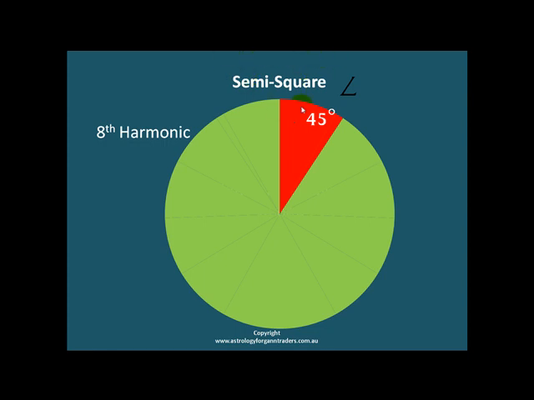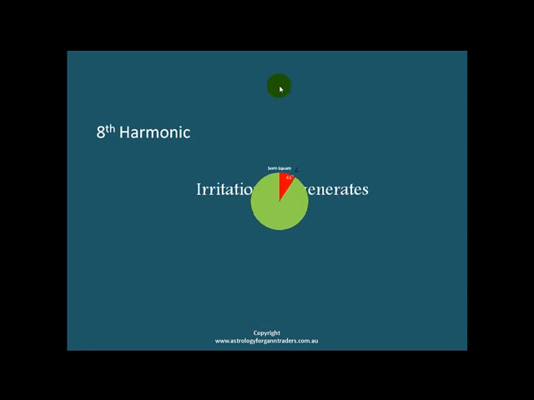The symbol looks like, oh sorry, my cursor looks like that, it looks like a carpenter square really, and it's a semi-square. Now this is classified as a difficult aspect, an irritation that generates action. So we know things happen every 45 days, for example.